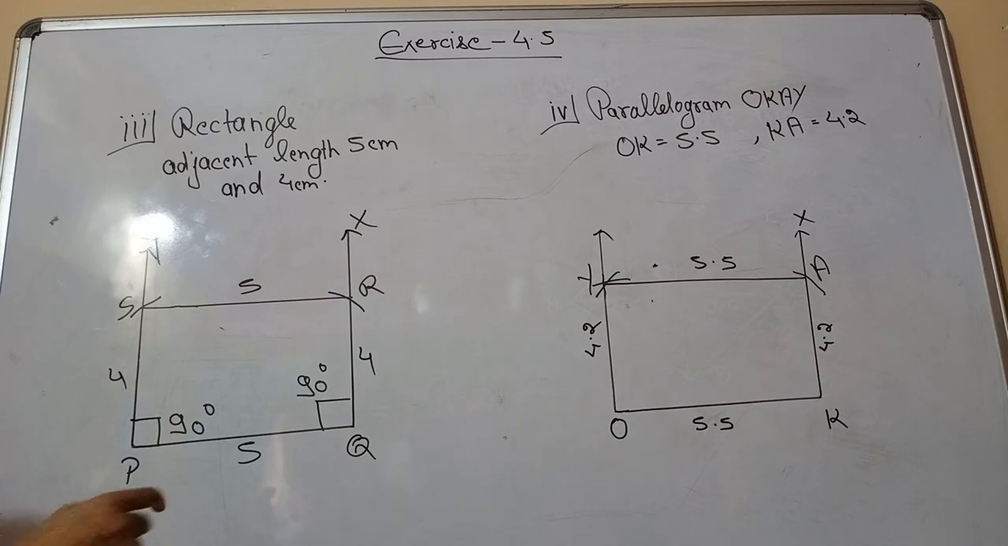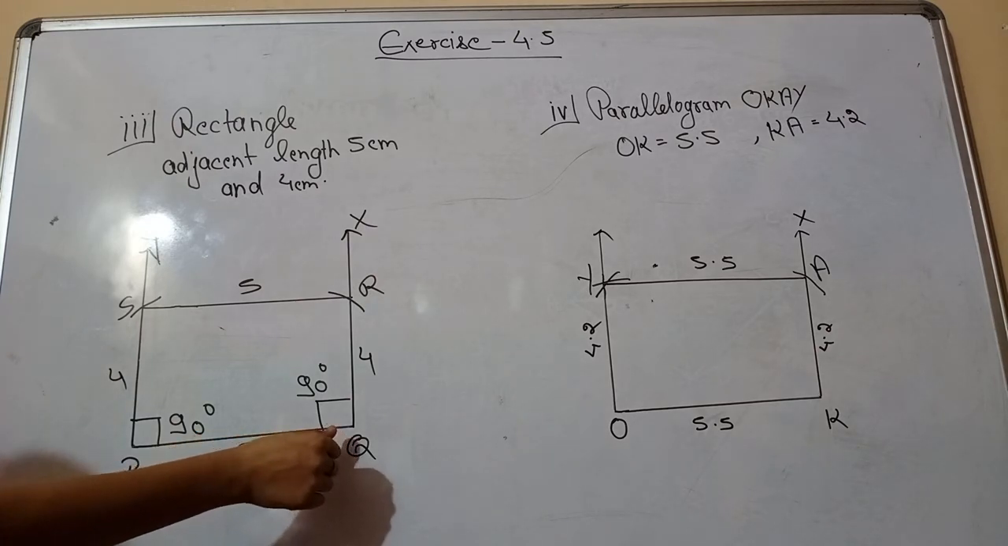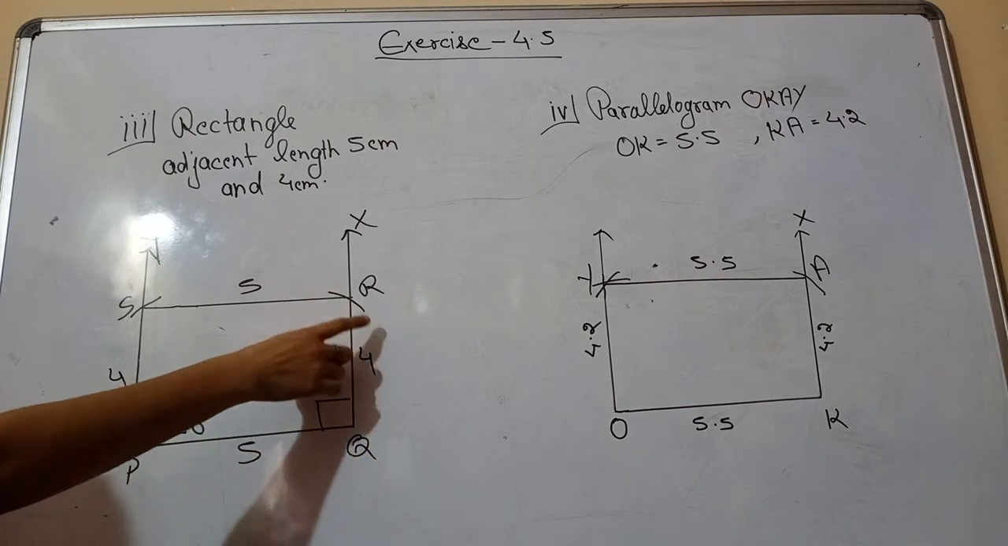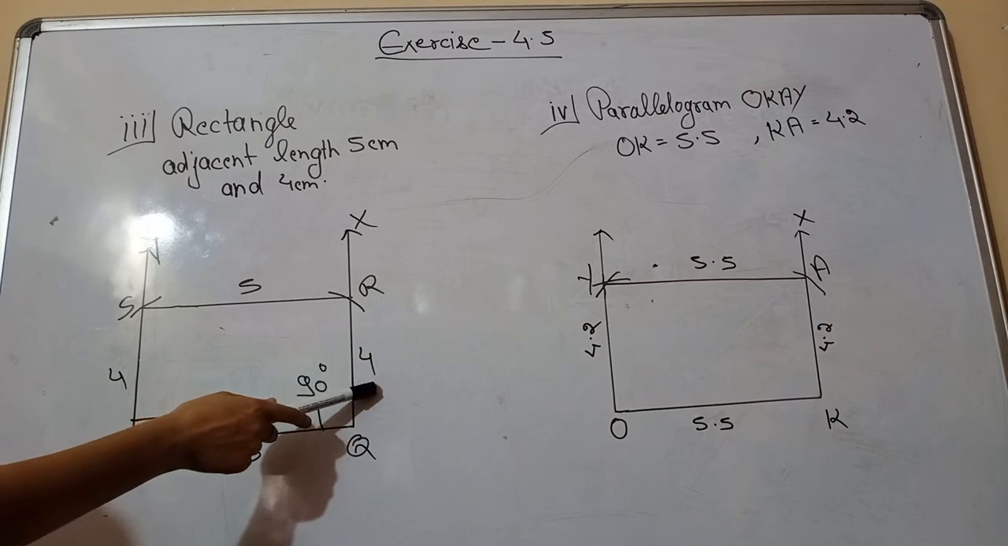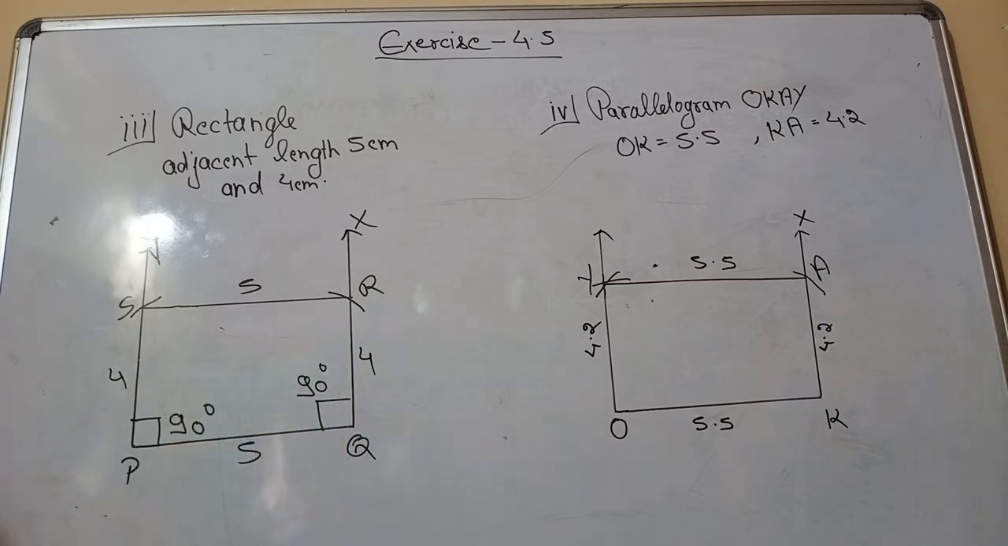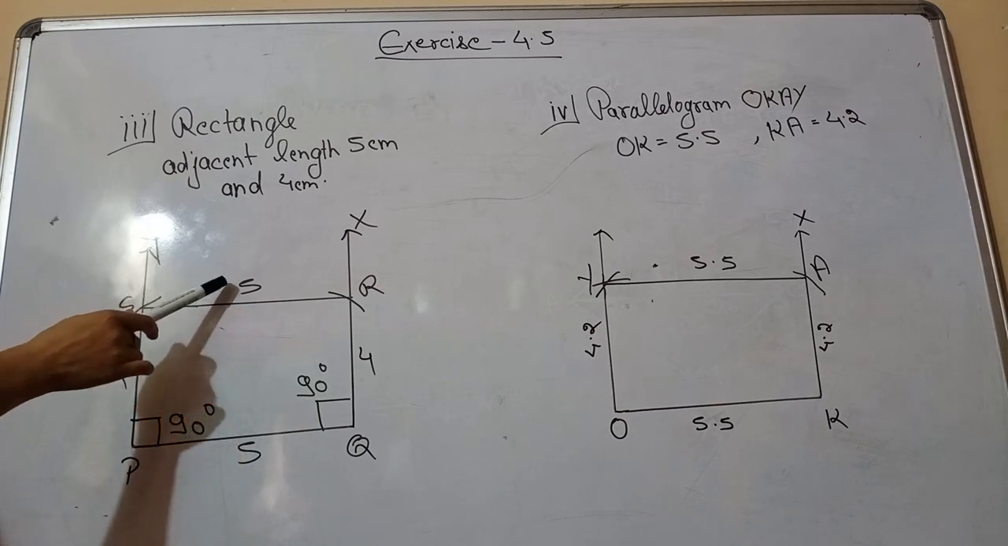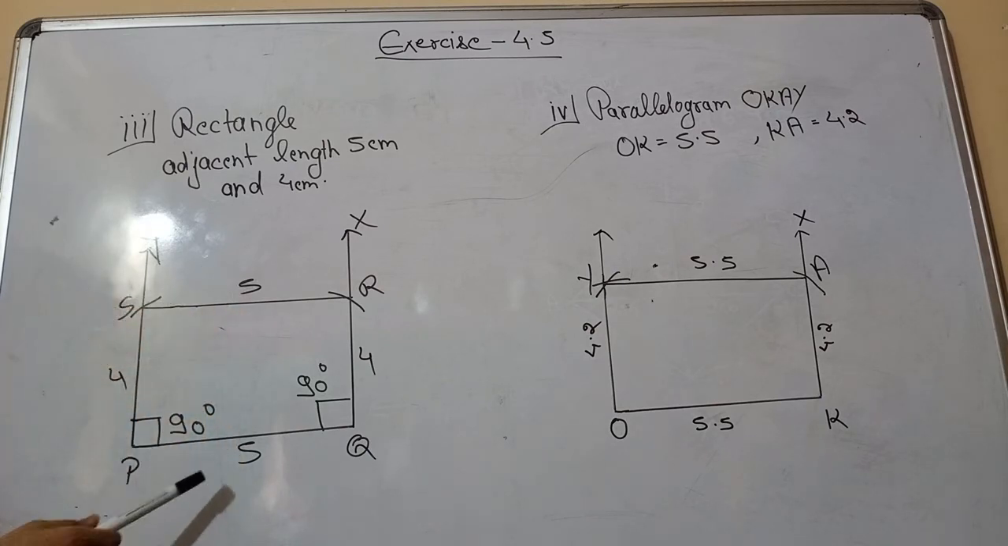Now we have to do the same thing with Q. Place your divider on Q and cut one arc like this. Name that point as R. And the distance between Q and R is how many centimeters? 4 centimeters. Now you can see we got our three sides, first, second and third. Now join point S to R. That is obviously of 5 centimeters. Why? Because a rectangle has opposite sides equal to each other. So like this our rectangle construction is completed.